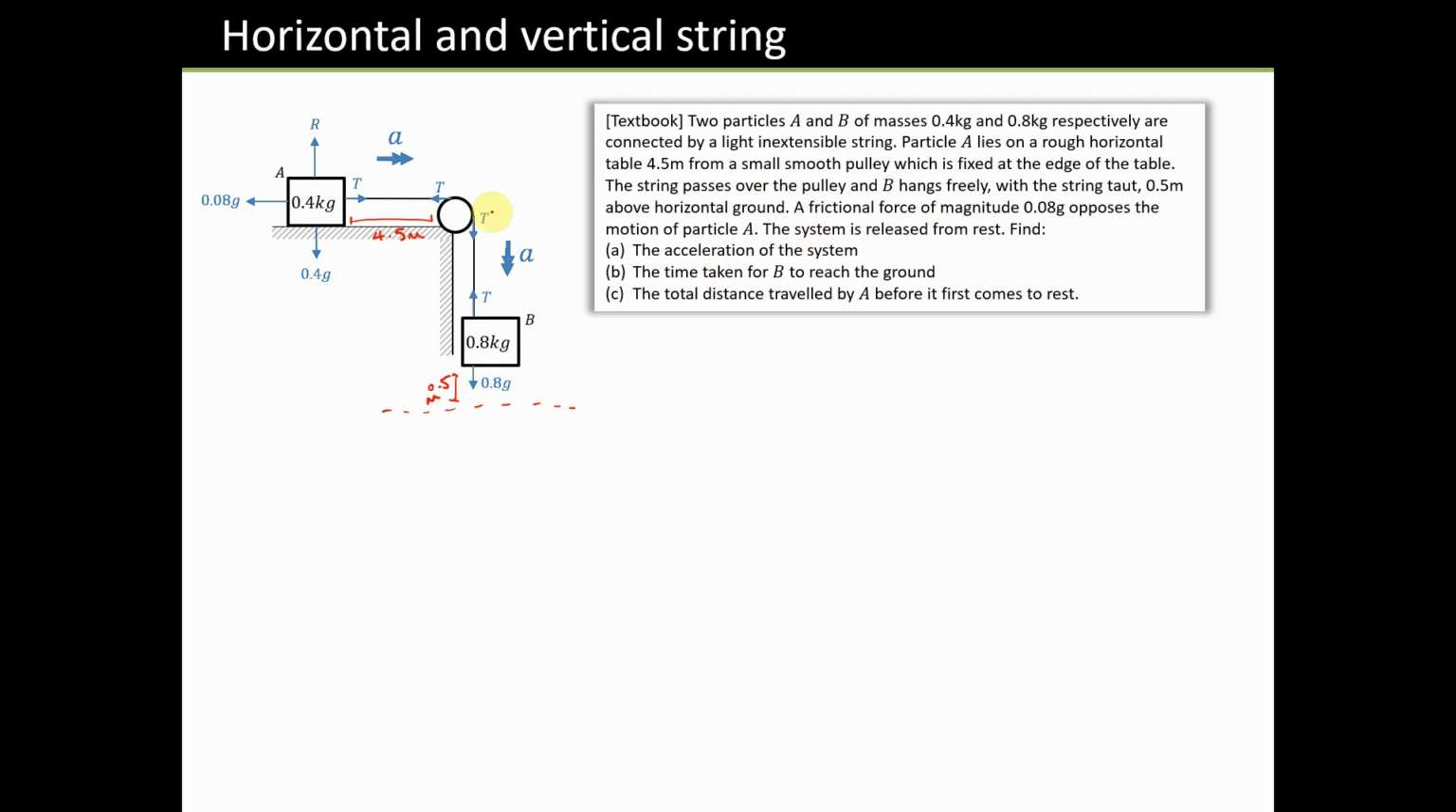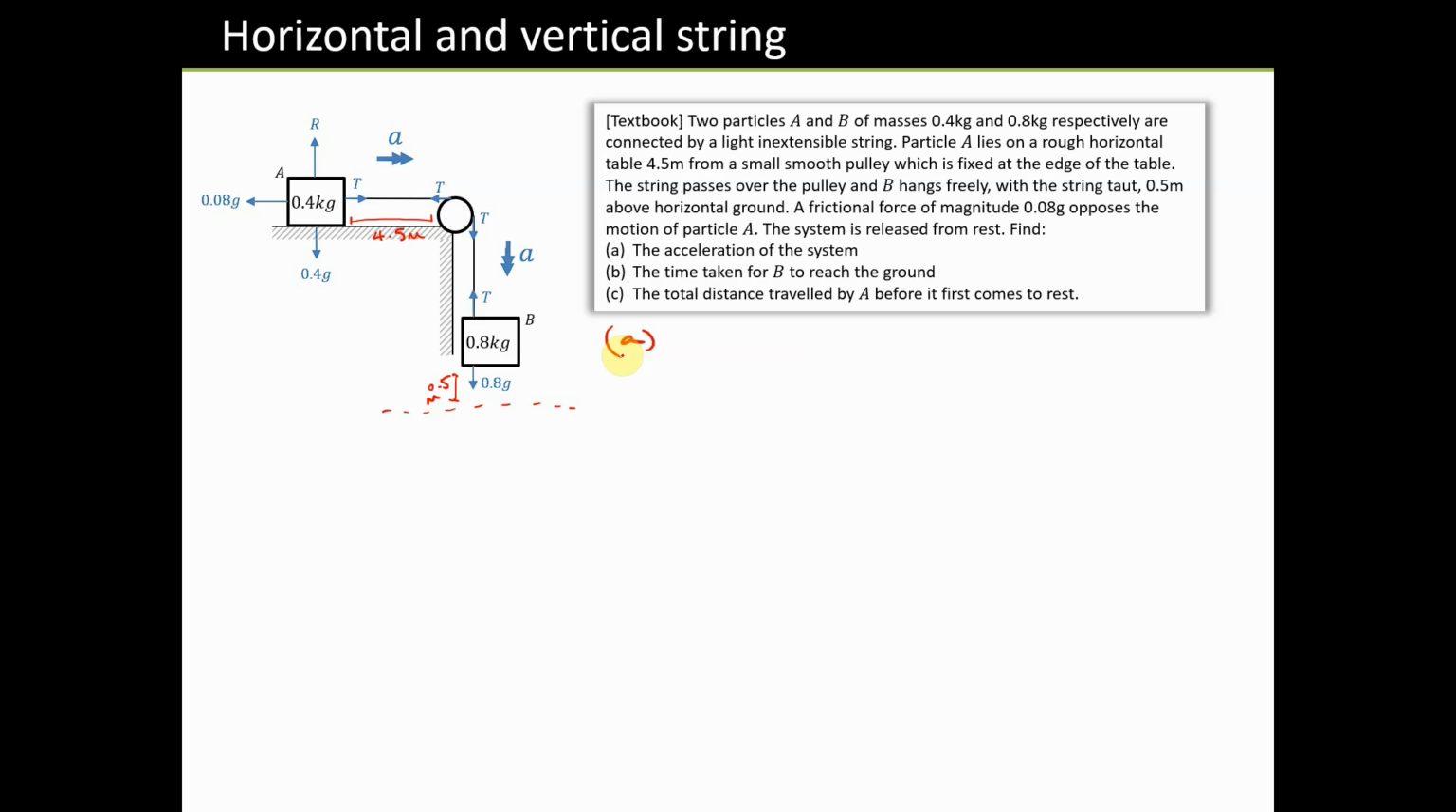The frictional force of magnitude 0.08g is on A, so I will draw that off the back of A. And then it's obvious that if we release this, the hanging particle is going to move downwards, so my acceleration goes down, and my acceleration goes across here.